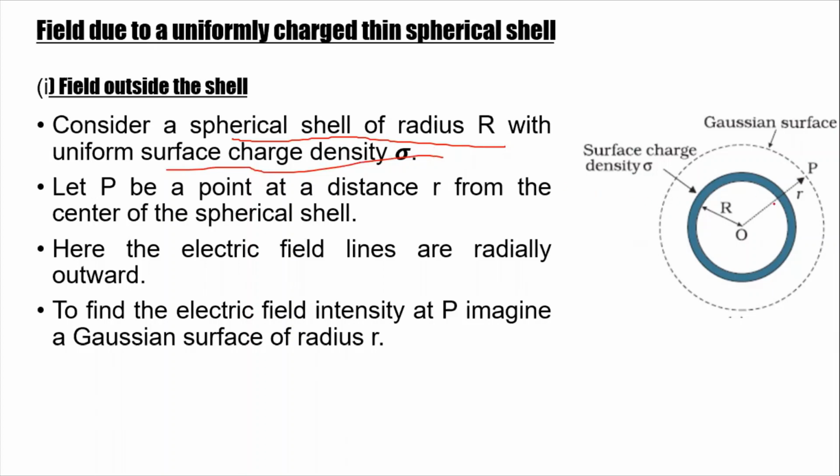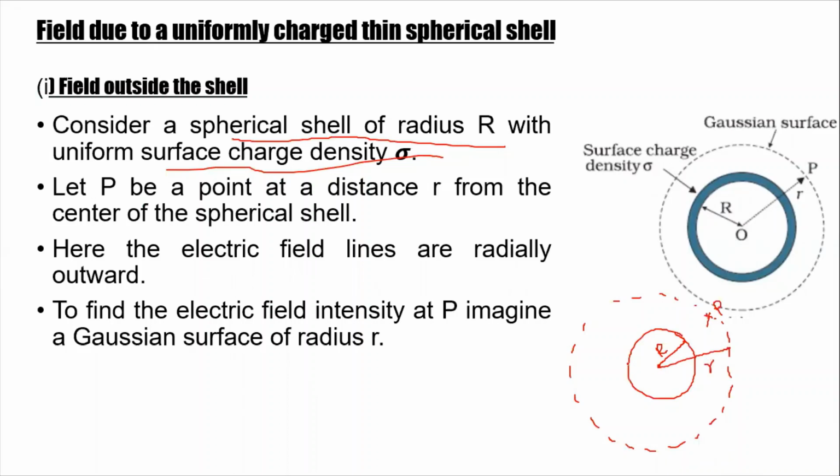Now we are going to take a point P. This diagram we will see first. This is a uniformly charged spherical shell with radius R. Now we are going to take a point P somewhere here, and we have a Gaussian surface. The field lines are directed radially outwards. The radius of this Gaussian surface is taken as small r.